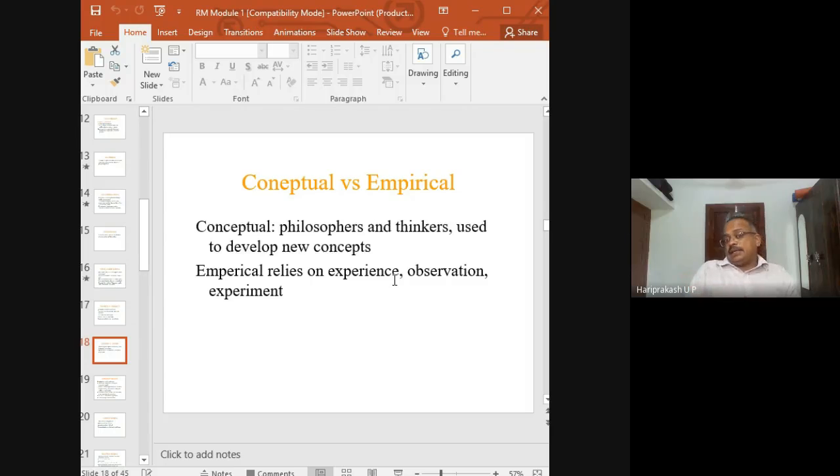So data may be collected through experience. Observation is another technique for collecting data. By observing a particular situation, data can be collected. Say, how patients' data are collected.